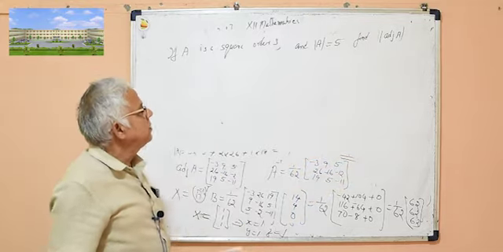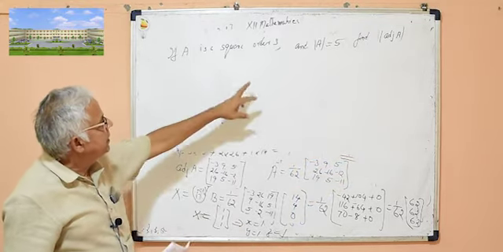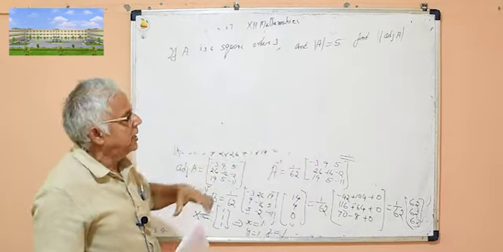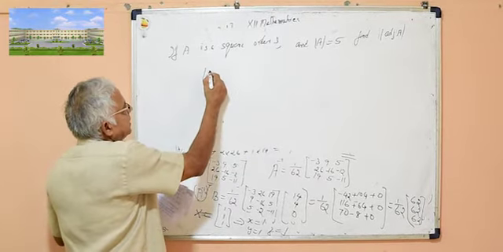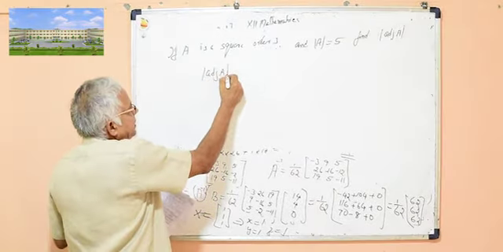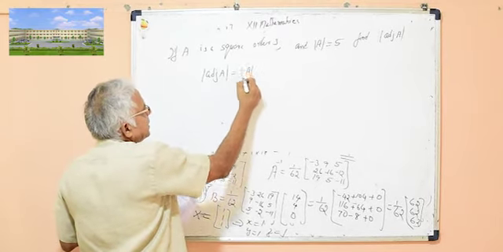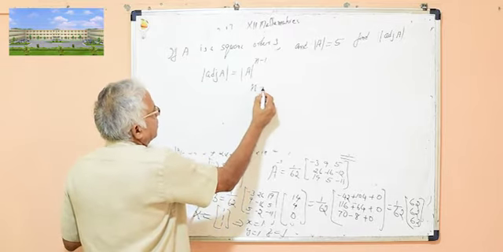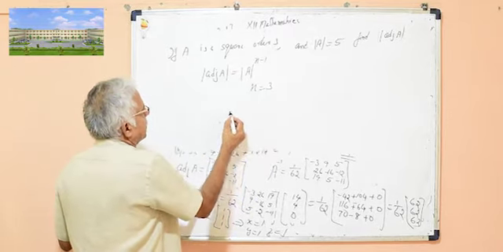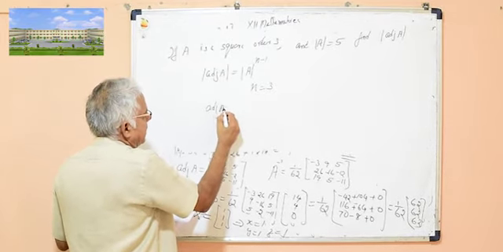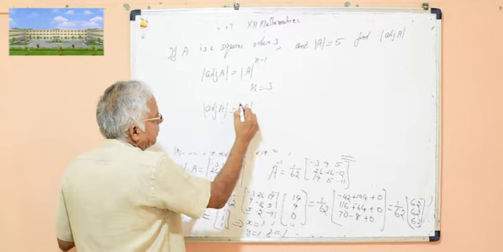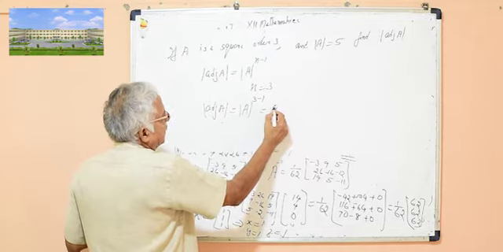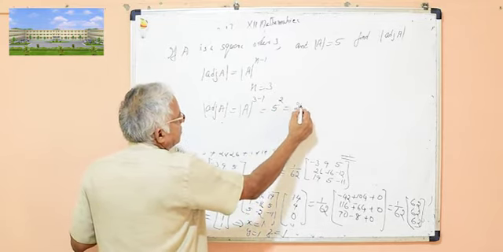In the previous class I gave a result. The determinant of the adjoint of A is equal to the determinant of A raised to n minus 1, where n is the order. Here n is equal to 3. Therefore, the determinant of adj A is equal to the determinant of A raised to 3 minus 1, that is 5 raised to 2, which is equal to 25.